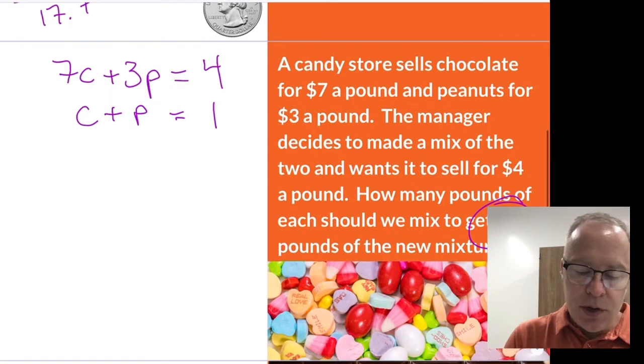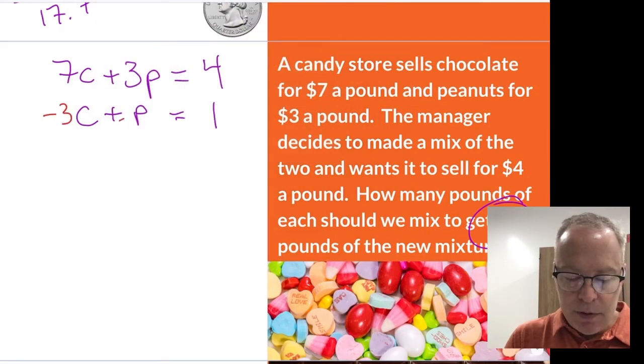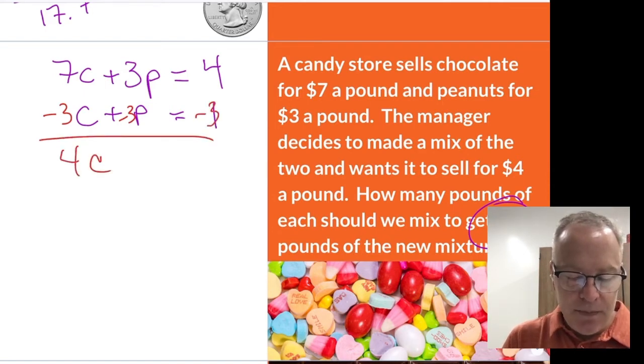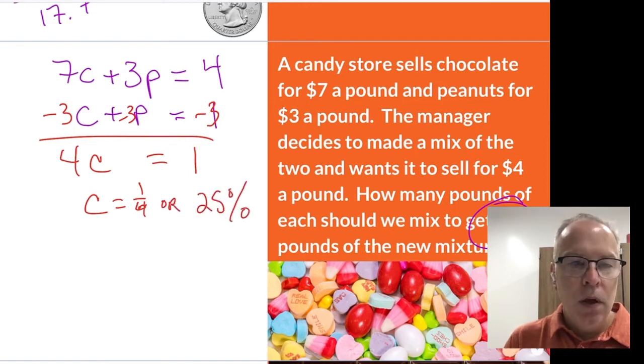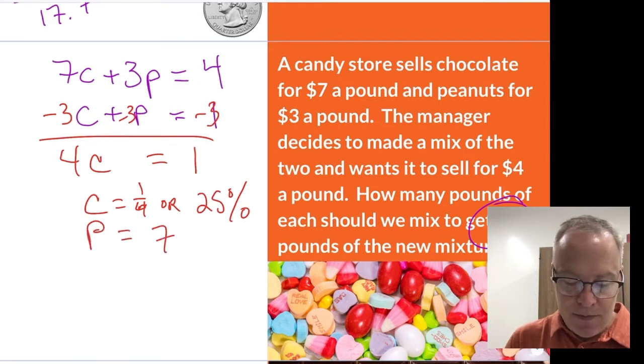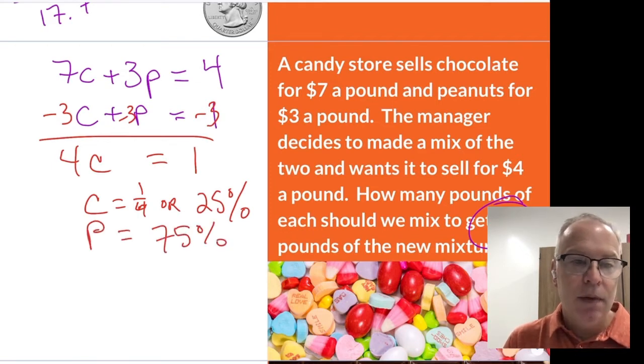Okay, so now we're going to use the elimination method again. I'm going to multiply the second by -3, and I'm kind of chicken scratching here to move this along. So 4c equals 1, c equals 1/4, or 25%. So that must mean the peanuts will be making up 75% of the weight.